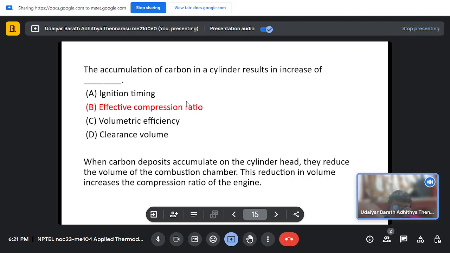This is the major effect. If you see, the clearance volume will also get affected, and it will have some effect on the volumetric efficiency, but it will affect majorly the effective compression ratio. So this reduction in volume will increase the compression ratio in the engine.